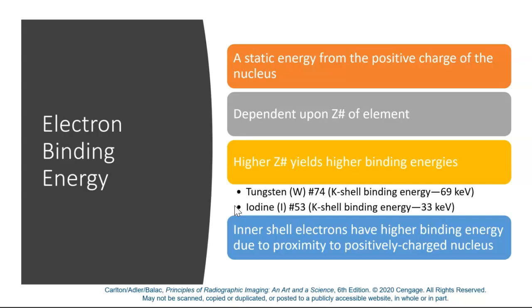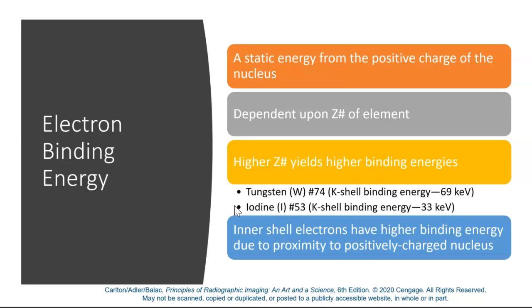So tungsten is what we use within our tube. With tungsten, it has atomic number of 74, and its K-shell binding energy is 69. Now, you may see in some of your textbooks it says 69.5. So it's okay. 69, 69.5, same difference, okay? We also use iodine as a contrast, and that's atomic number 53, and its K-shell binding energy is 33.